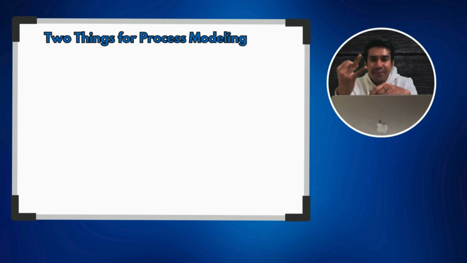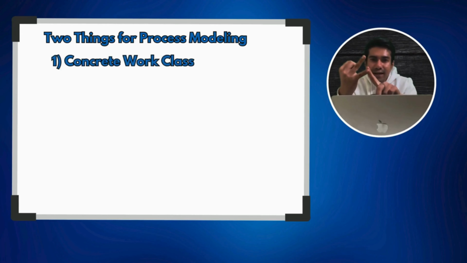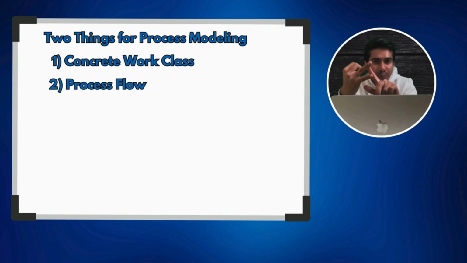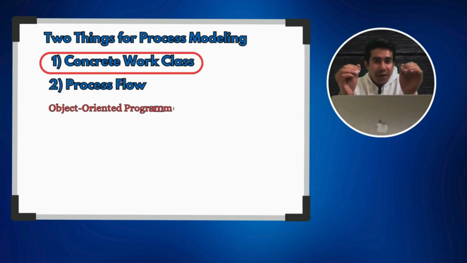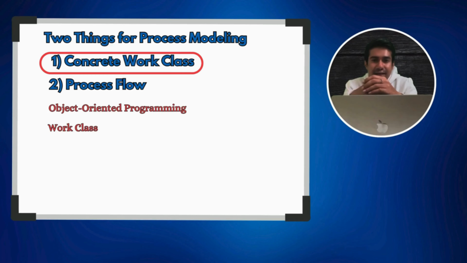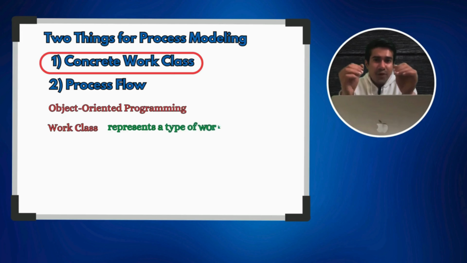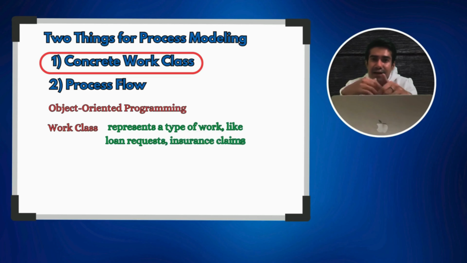In this step, we create a model or a visual representation of the loan approval process. We need two things for that: a concrete work class and a process flow. Why? Let me explain. Pega is built on object-oriented programming and makes extensive use of classes and objects. A work class is a special type of class in Pega that represents a specific type of work being processed by the system, like loan requests.